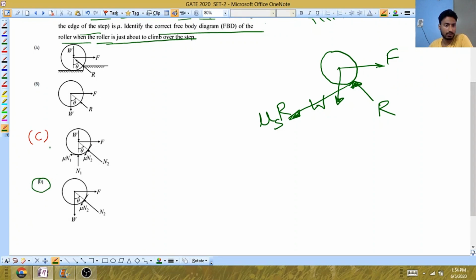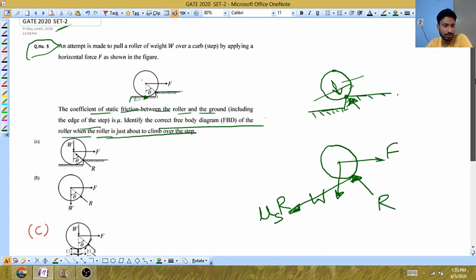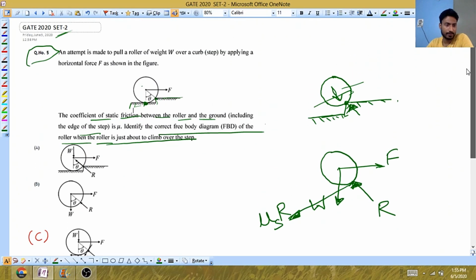If you see, option number C can be the possible choice if the roller is still in contact with this surface, it has not stepped up, it is not trying to step up or climb up, it is at this point and it is striking at this point, and it is landing on this surface. So in that case option C will be your possible choice.